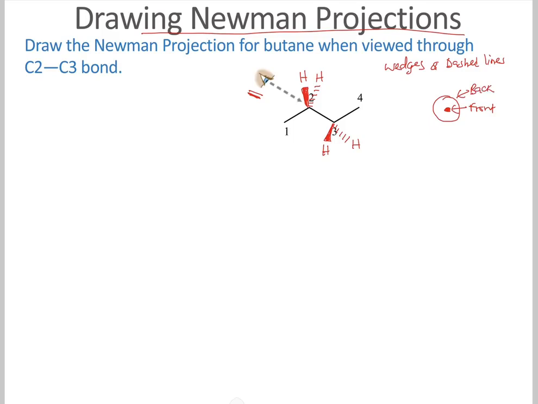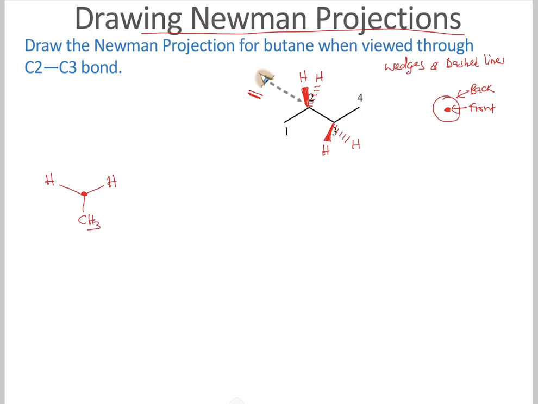And then we need to indicate the position of the substituents. By looking at carbon number 2, the hydrogen that has a wedged bond is going to be on your right. The one with the dashed line is going to be on your left. And then the CH3 is on the plane, that is carbon number 1.